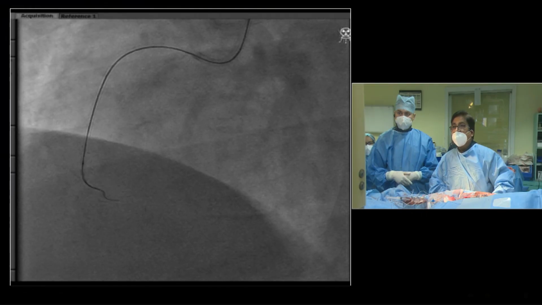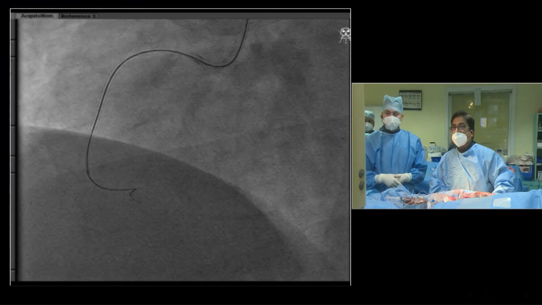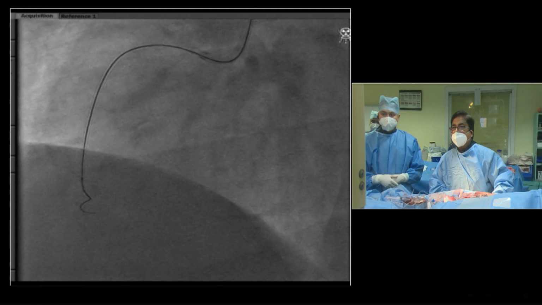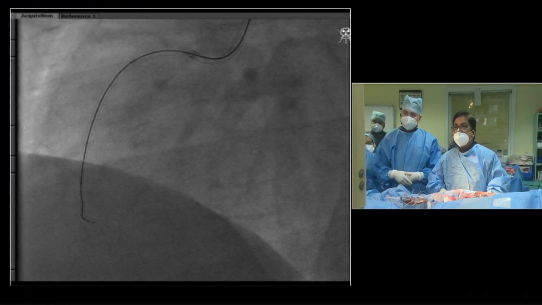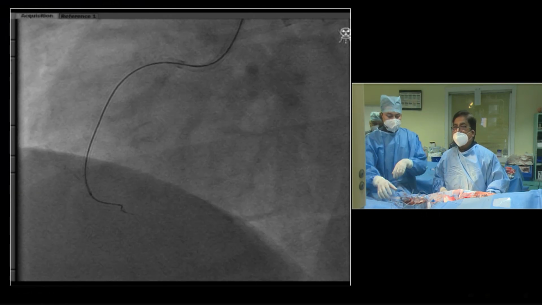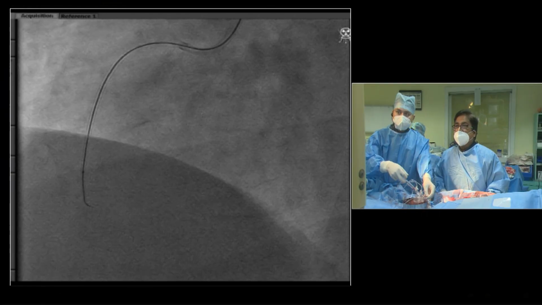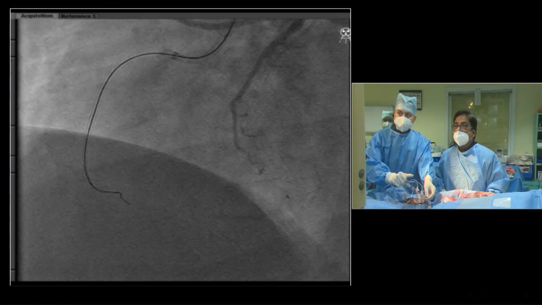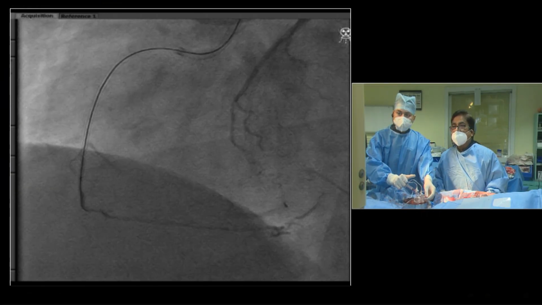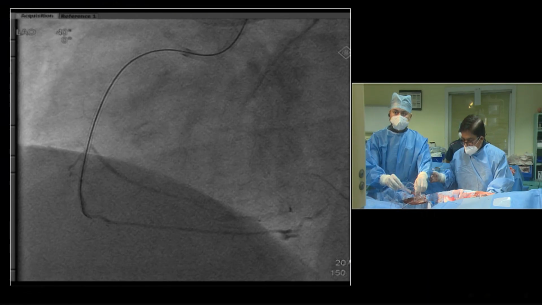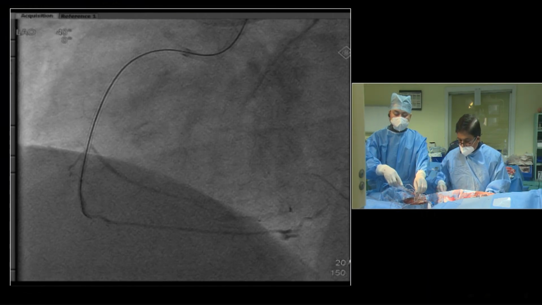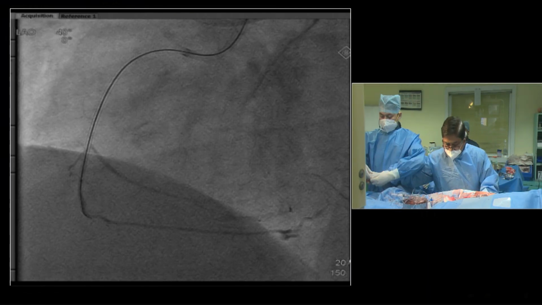Is it backing out? You saw that? Yes, sir. So once I'm in the patent part, I'll use a Sion wire. Angio, please. Let me ensure that I'm in the patent part. Sion, angio, please. Okay, so I have crossed that part. So I'll now change the wire. The branch. Now, give me that Sion wire.